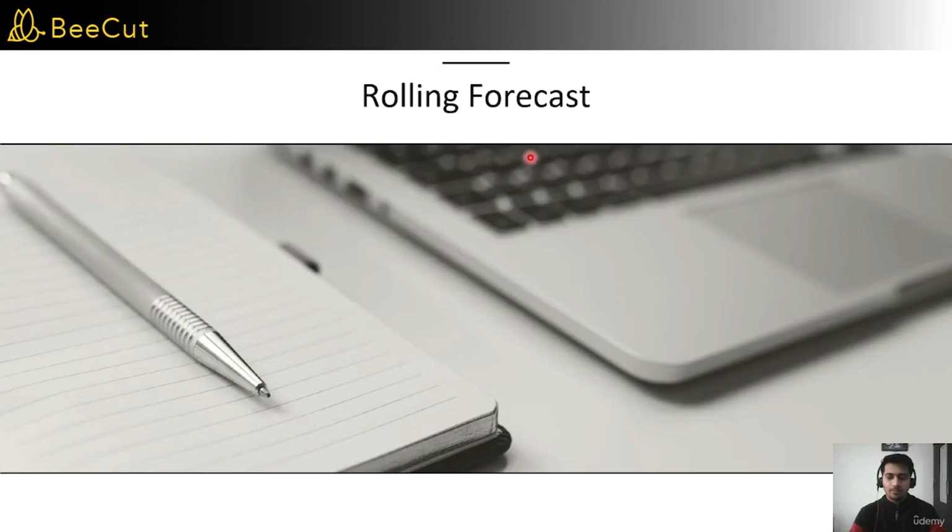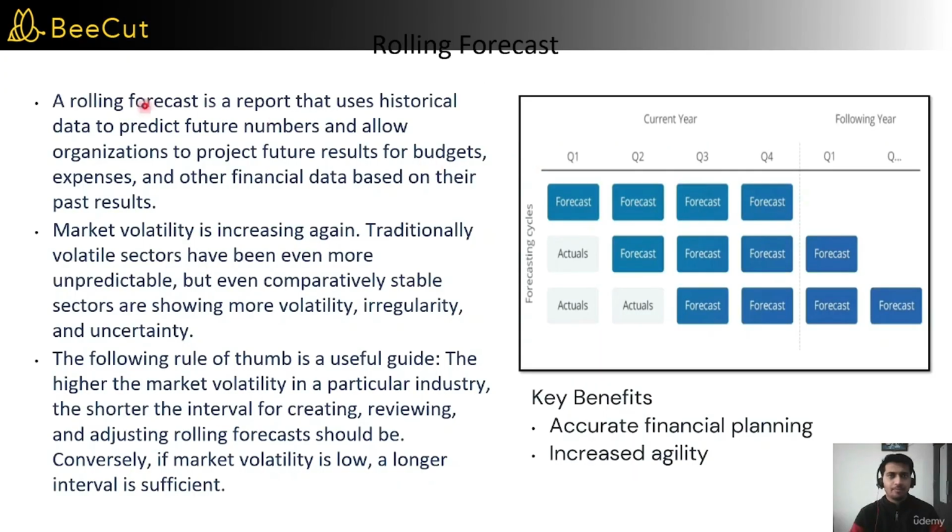Rolling forecast. In this lesson we'll be discussing rolling forecast and how it contributes to demand planning. Let us start with the definition of rolling forecast. A rolling forecast is a report that uses historical data to predict future numbers and allows organizations to project future results for budgets, expenses and other financial data based on their past results.